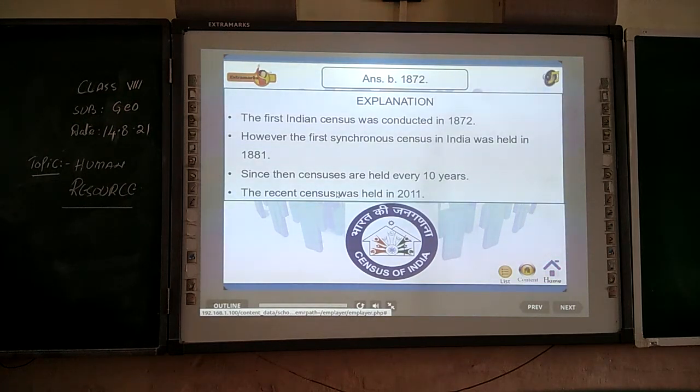Explanation: the first Indian census was conducted in 1872. However, the first synchronous census in India was held in 1881. Since then, censuses are held every 10 years. The recent census was held in 2011.